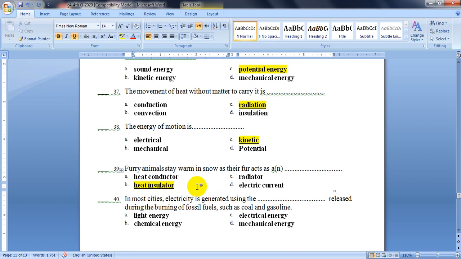The last question, number 40. In some cities, electricity is generated using the energy released during the burning of fossil fuels such as coal and gasoline. When we burn fossil fuels, which energy do they release? Light energy, chemical energy, electrical energy, or mechanical energy? Of course, they release chemical energy, like the gasoline burning inside the car.